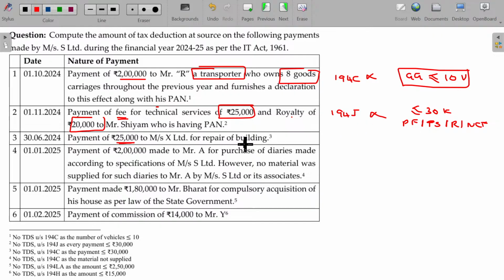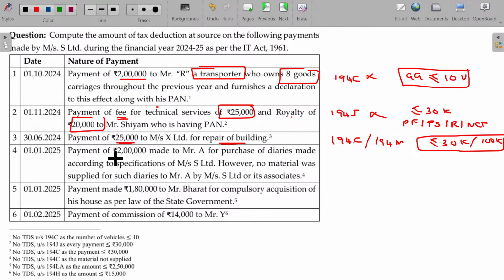Payment of 25,000 for repair of building. Repairs of building. Maybe personal purpose, nothing stated, so we assume it is personal purpose. So 194C, in case of 194C contract, or 194M. I'm not sure whether it's for personal purpose or commercial purpose. In case of commercial purpose, 194C will be applicable only if the value is more than 30,000 or the aggregate more than 100,000. As in these two cases it is less than these limits, not applicable.